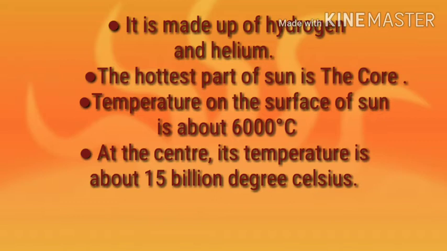Now the next point: the temperature on the surface of the sun is about 6000 degrees Celsius. And at the center of the sun, that means at its core, the temperature is 15 billion degrees Celsius. This is the temperature at the center of the sun.